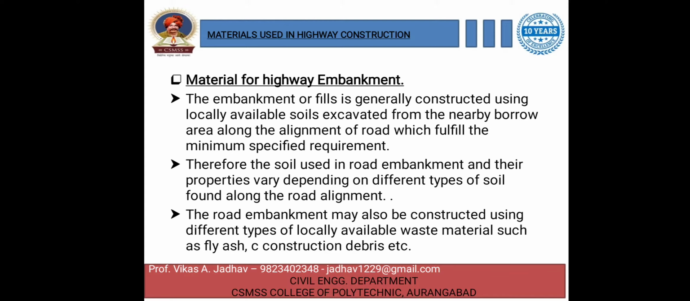Then let's see material for highway embankment. Which type of material should be used in the construction of embankment? So generally for the embankment, the locally available soil excavated from the nearby borrow pits along the alignment of the road, which fulfills the minimum specified requirements, is used. So generally the locally available material that we get from the borrow pits along the alignment, that same material we will use for the construction of the embankment.